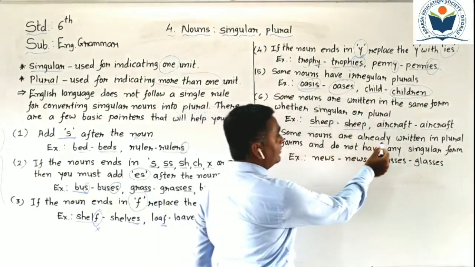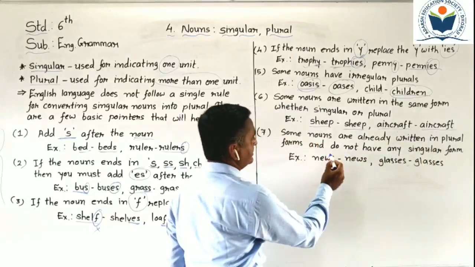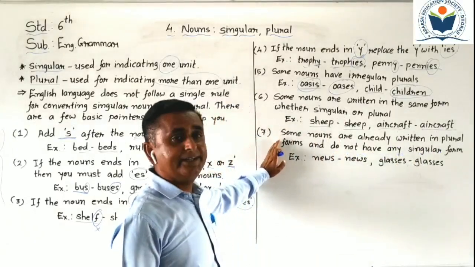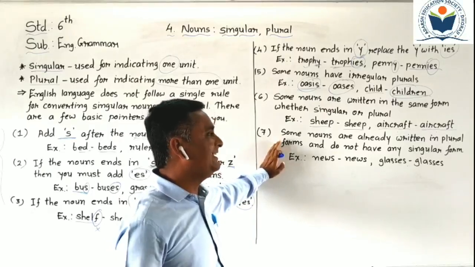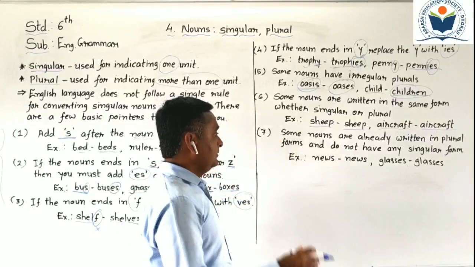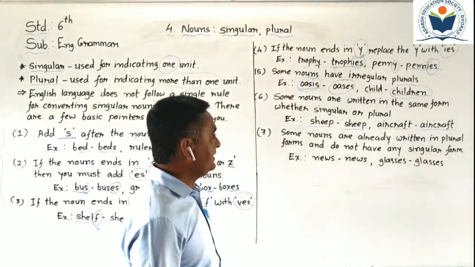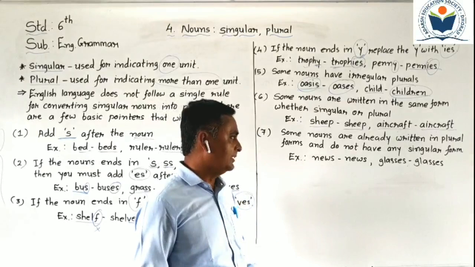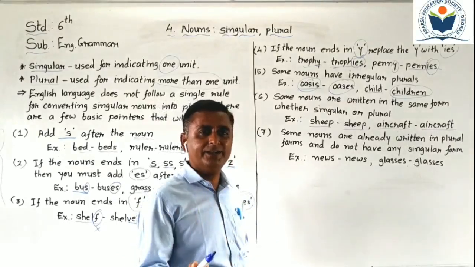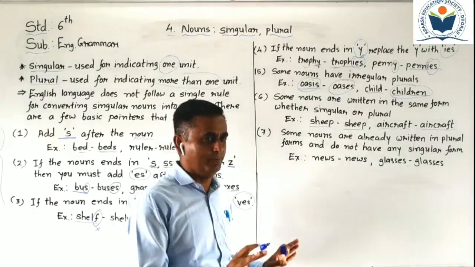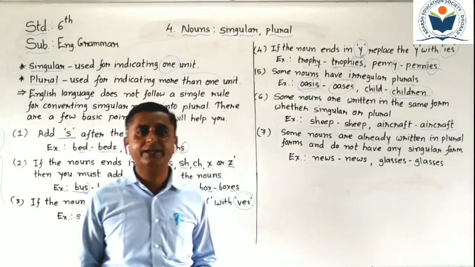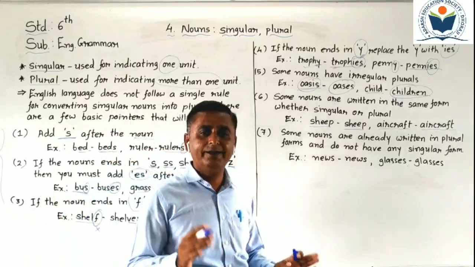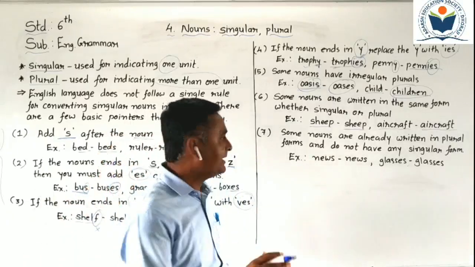Some nouns are already written in plural form and do not have any singular form. So some nouns in English are always written in plural form. They don't have a singular form. Anytime you are talking about one thing, you have to write the plural form only. And if you are talking about more than one thing, you also write the plural form only. It always remains plural, never becoming singular.